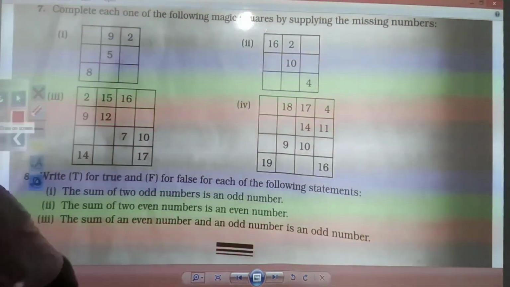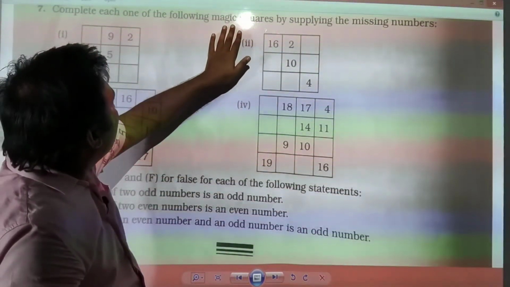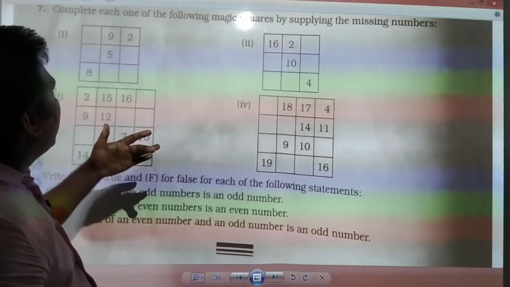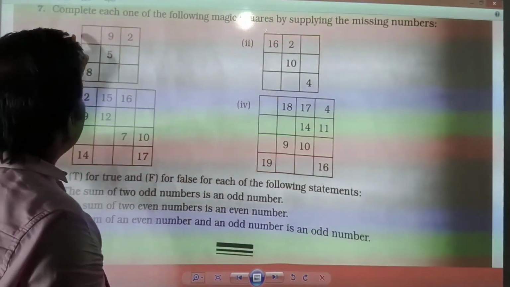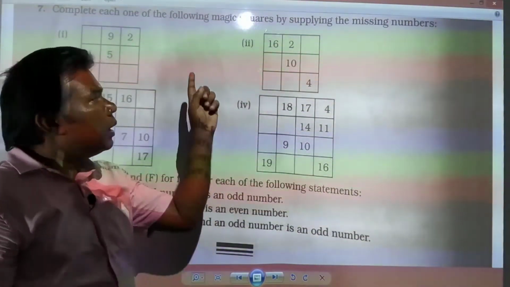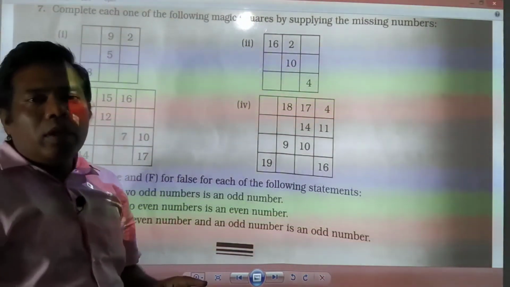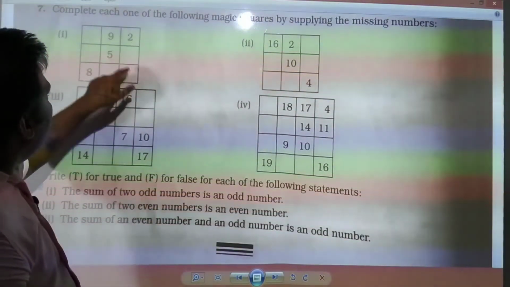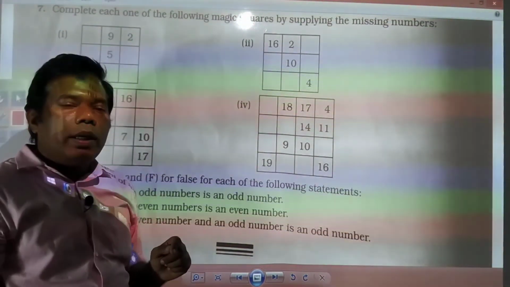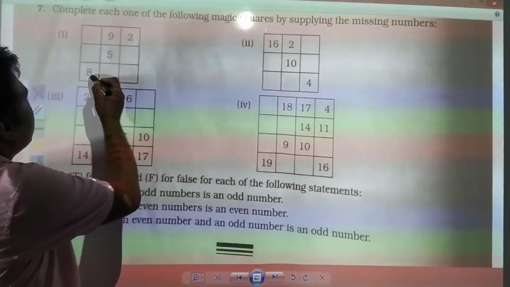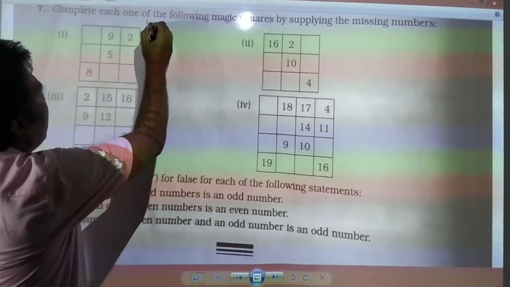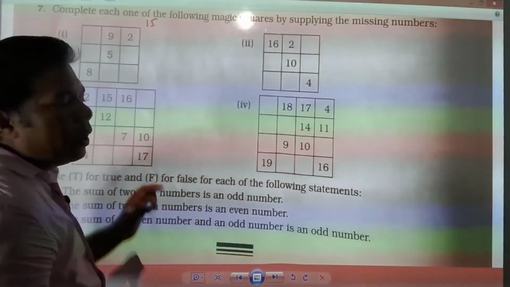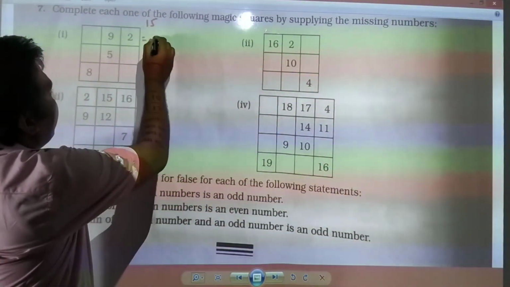Next you have: complete each one of the following magic squares by supplying the missing numbers. So just think yourself, as it was told. In a magic square what did you have? Horizontal line, vertical line and diagonal line. So horizontal, all three, vertical, all three, and the two diagonals, the sum should be equal. So here you see what sum is coming, 8 and 5 is 13 and 2 is 15. Now you need to see, here two numbers have been given, what number should be there so that you will get sum 15?